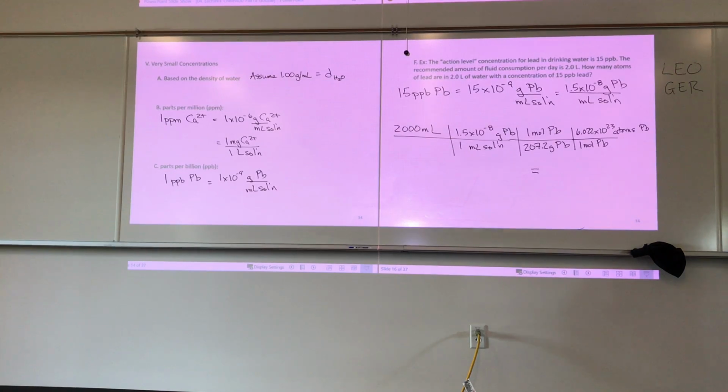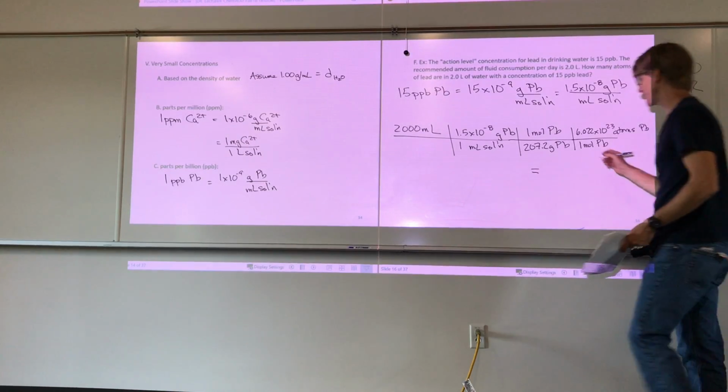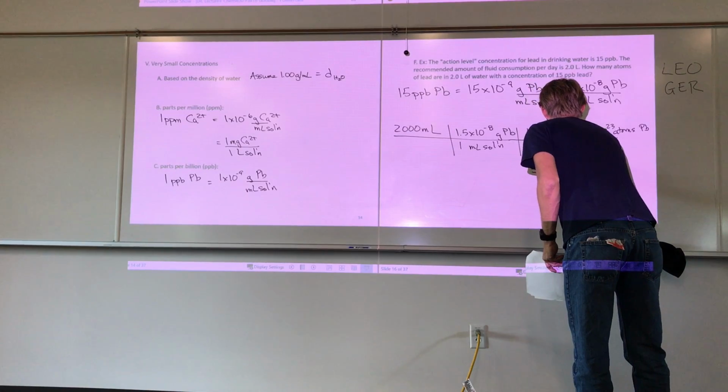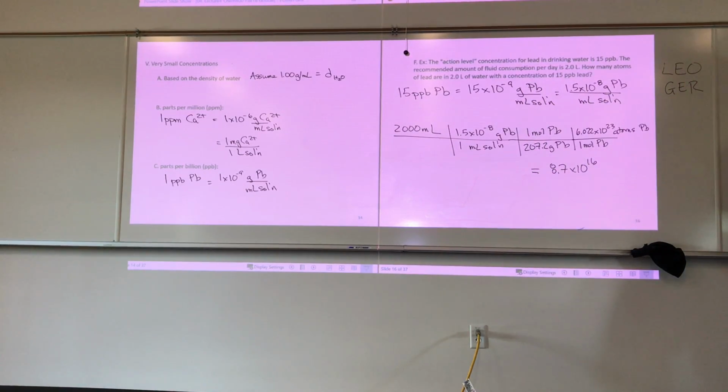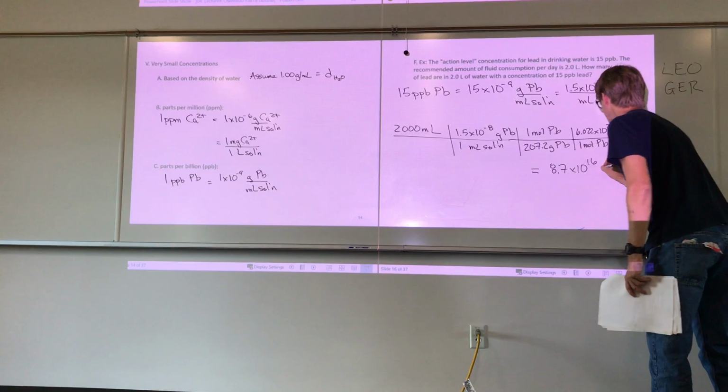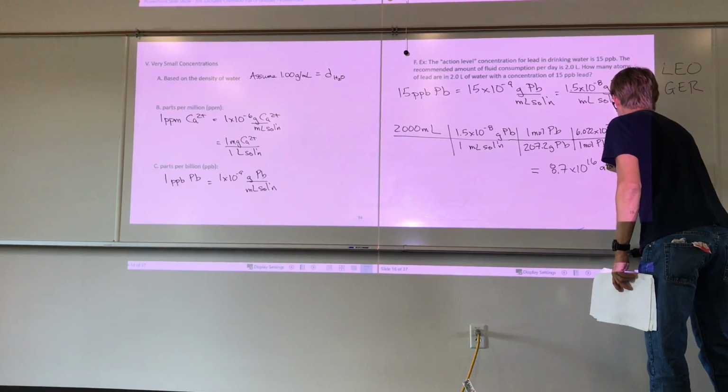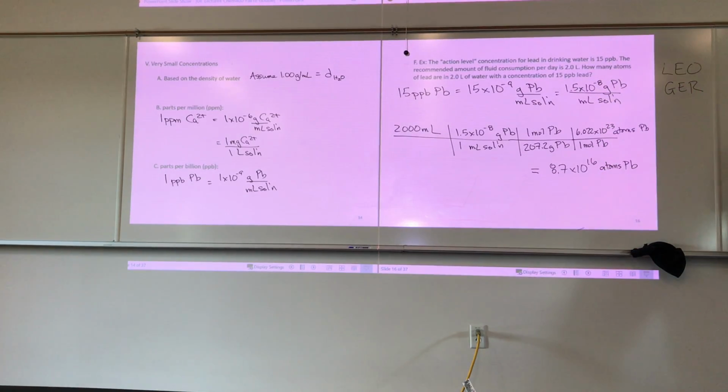And do this in multiple steps however you want. I've strung them all together right now. And what I get is 8.7 times 10 to the 16 atoms of lead as the daily amount that you can consume and still be considered safe, which is a lot, but still way less than a mole.